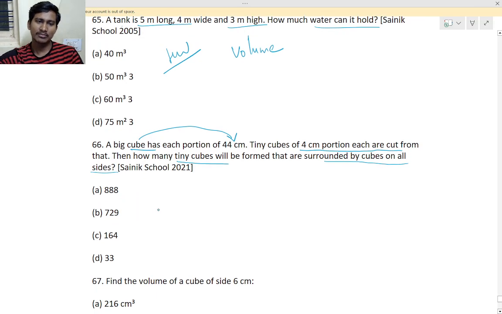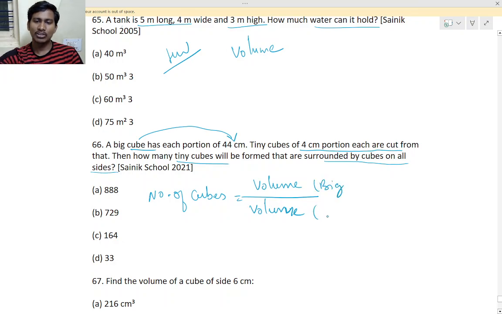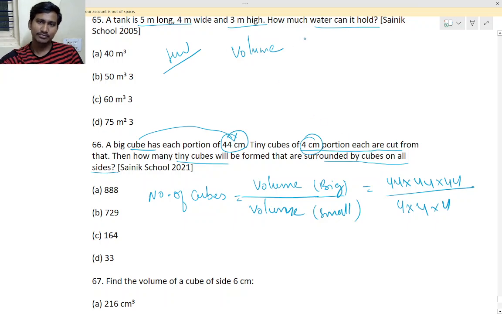How do you find that number of cubes? Volume divided by volume. Yes, volume of the bigger one divided by smaller one. So cube it is. Cube means that is 44 centimeter is bigger. 44 into 44 into 44 divided by what we have to do? Smaller cube is 4, tiny cubes smaller. That is 4 into 4 into 4. Now cancellation. Yes? 4 how many is 44? 11. Here also this 4 11. This 4 and this 44, and next you can take this 4 and this 44, 11. So what we have to multiply?